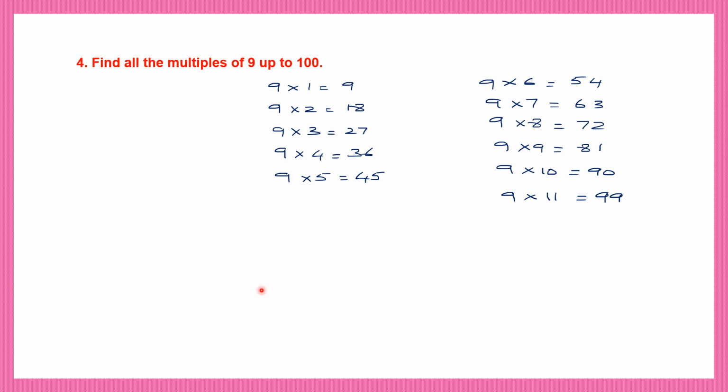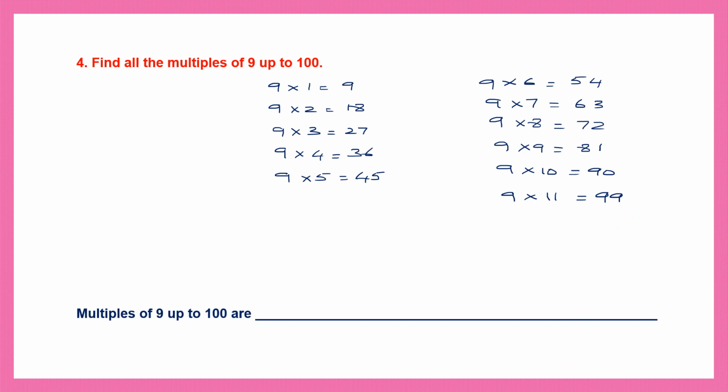So what are all the multiples of 9? All these numbers here. So let's write down all the multiples of 9 up to 100. So 9, 18, 27. Only the answers I'm writing. These are called the multiples. 36, 45, 54, 63, 72, 81, 90 and 99. So we've got all the multiples of 9 up to 100. So with this, children, we come to the end of this exercise. Thank you, children.